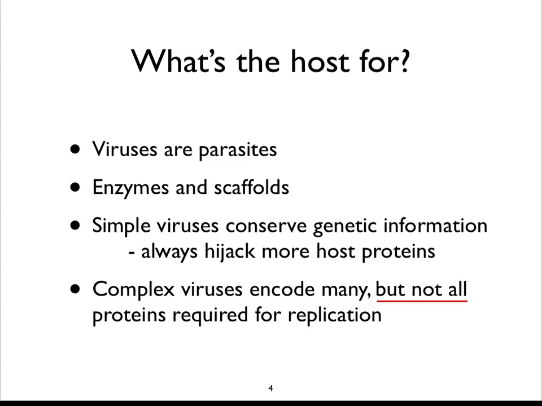Simple viruses conserve genetic information. A small virus that has a limited coding capacity doesn't have room to make a polymerase and the other products that it might need, such as a coat protein. So they're always busy hijacking more host proteins. Complex viruses, though, and they can be in size up to about 250 kilobases, encode many, but not all proteins required for replication.